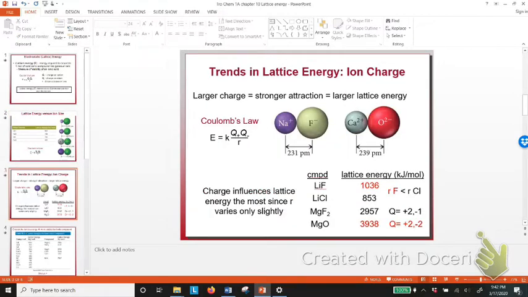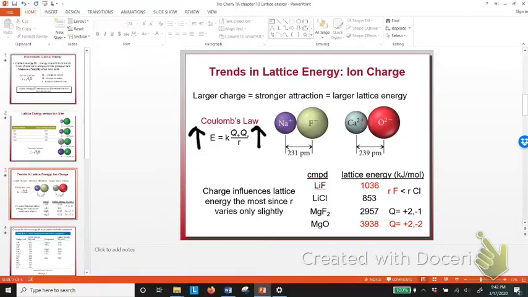So we saw how lattice energy is affected by the radius. Let's look at how the charge affects lattice energy. Once again, the larger the charge, the stronger the lattice energy. This makes sense. If you have a higher charge, there's going to be more attraction between the ions, and the ions are going to be held, not closer together, but more strongly.